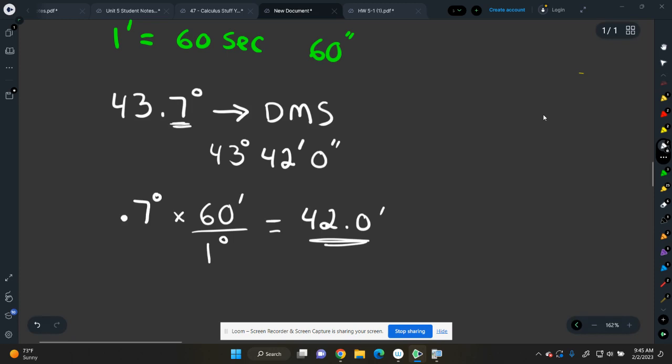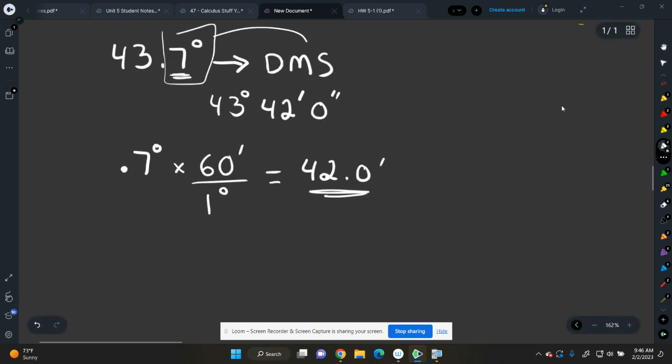Why would you leave the 0.7 out for the degrees? Because we're converting that decimal portion of the degree into minutes and seconds. So when we have a degree that's not a whole number, we're taking that decimal part and changing it to minutes and seconds instead. Every degree has 60 minutes in it. So if it's less than a degree, then we're going to figure out how many minutes are in it.